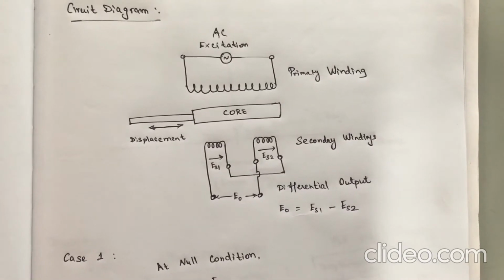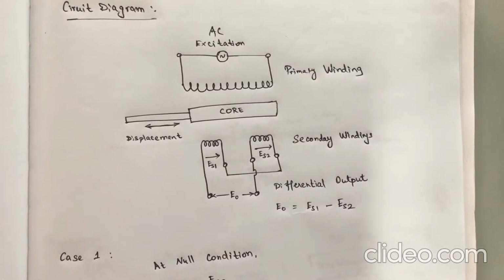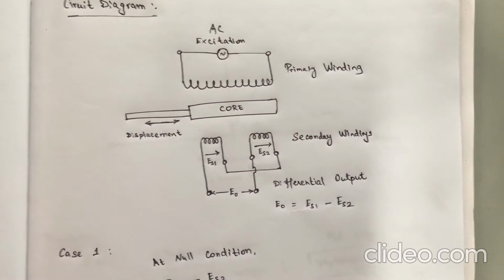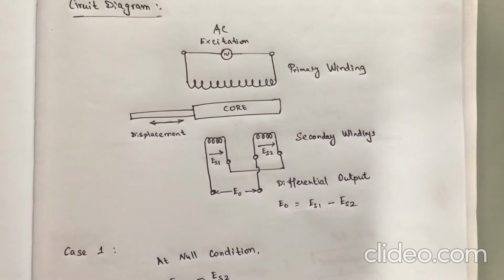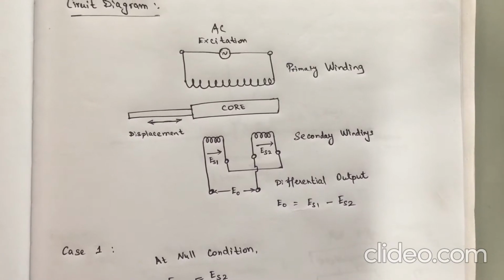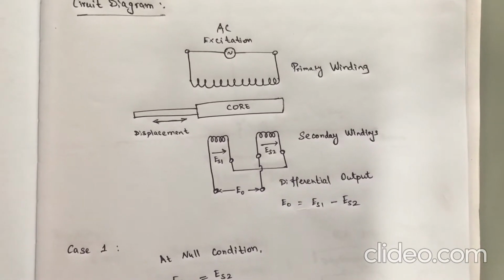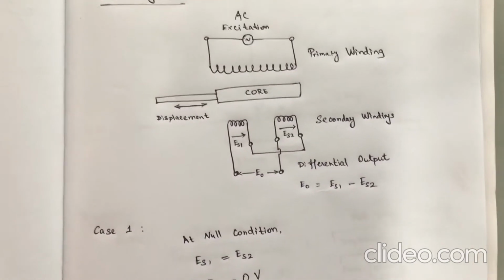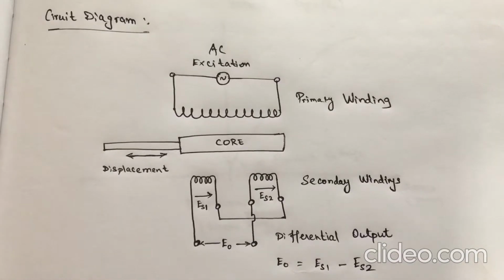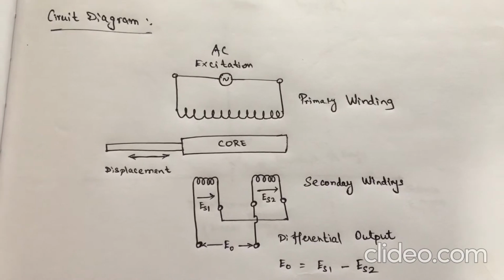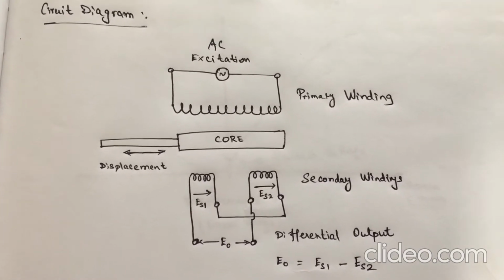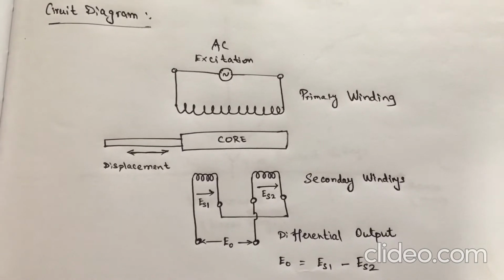This value E naught is relevant to the displacement of the core, which is freely moved between the primary winding and secondary winding under the principle of variation in mutual inductance. How it is measured will be explained using the trainer kit. By using this LVDT we can measure linear displacement, and it performs better than other measuring devices.